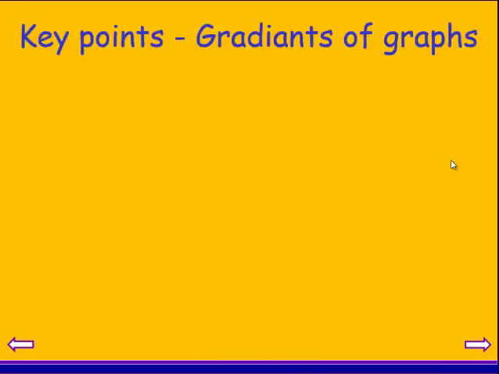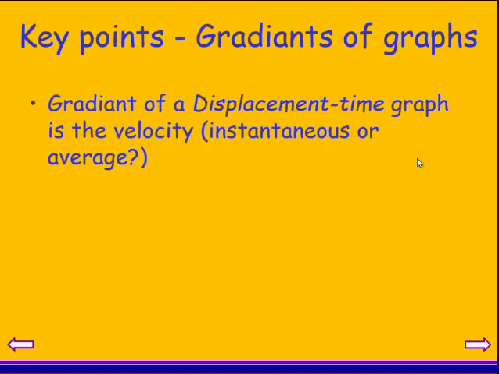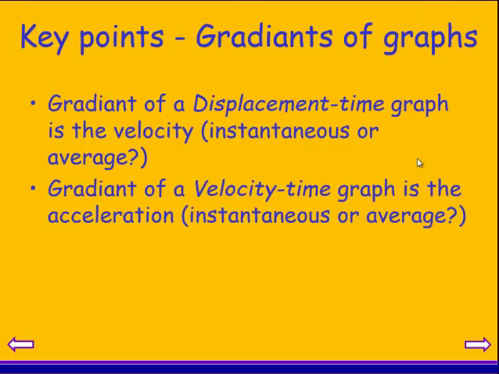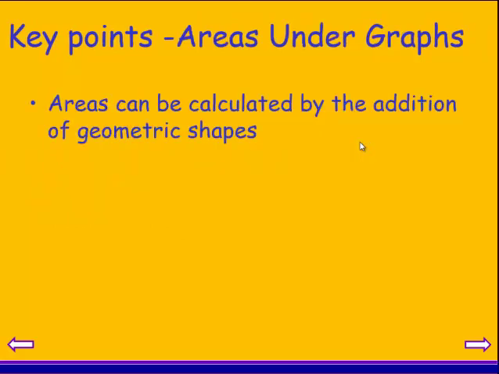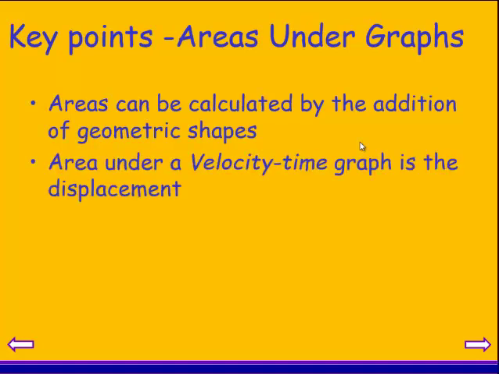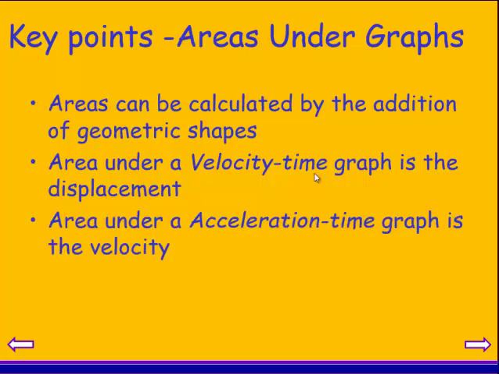So key points here: gradients of graphs. Gradient of a displacement time graph is the velocity. The gradient of a velocity time graph is the acceleration. It can be either instantaneous or average depending on what you calculate. The areas underneath the graph can be calculated by creating geometric shapes. The area underneath a velocity time graph is the displacement. I haven't shown it, but the area underneath an acceleration time graph is the velocity.